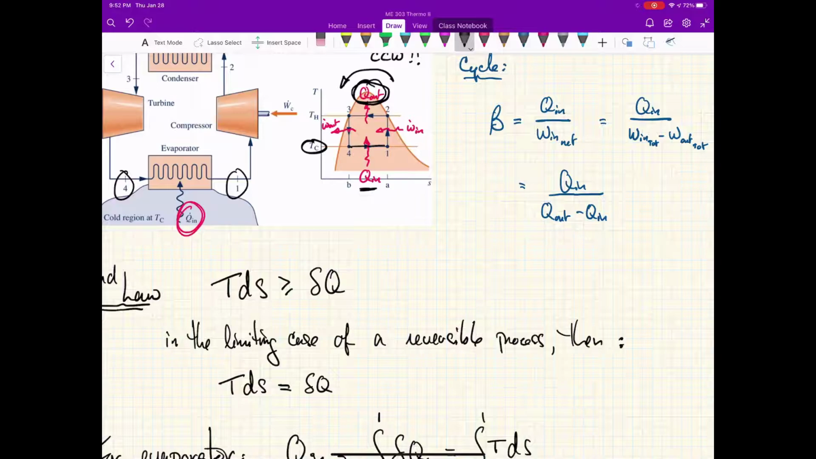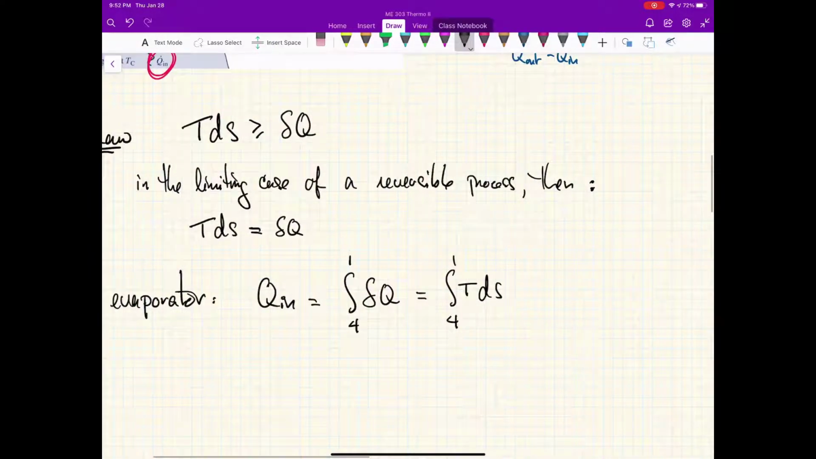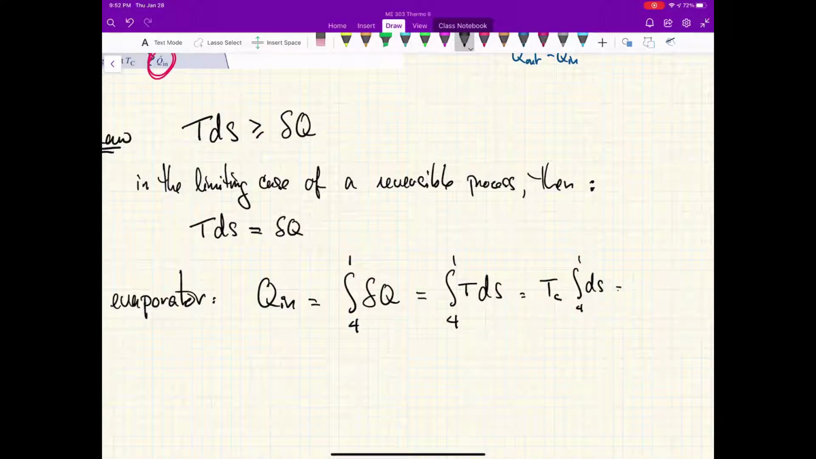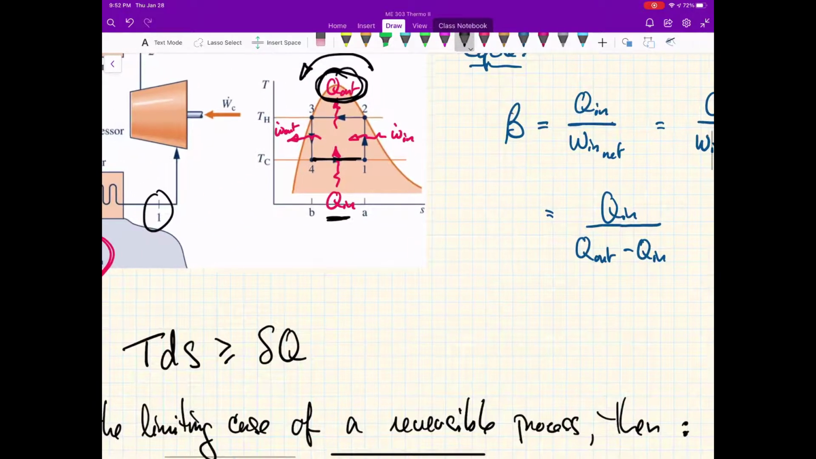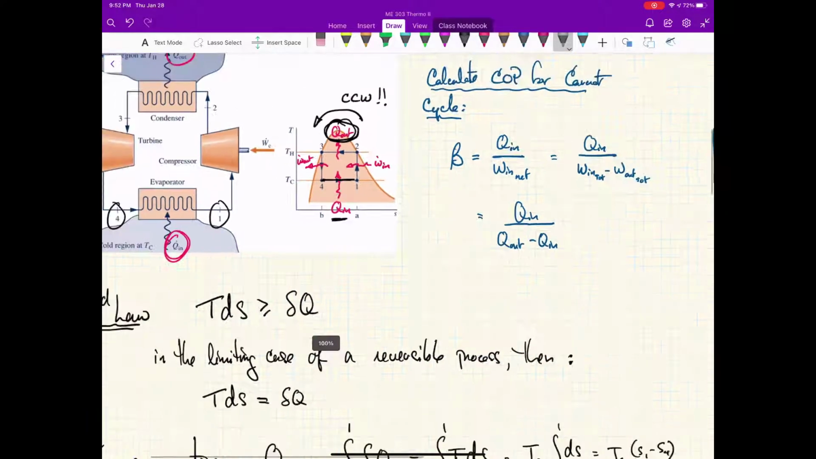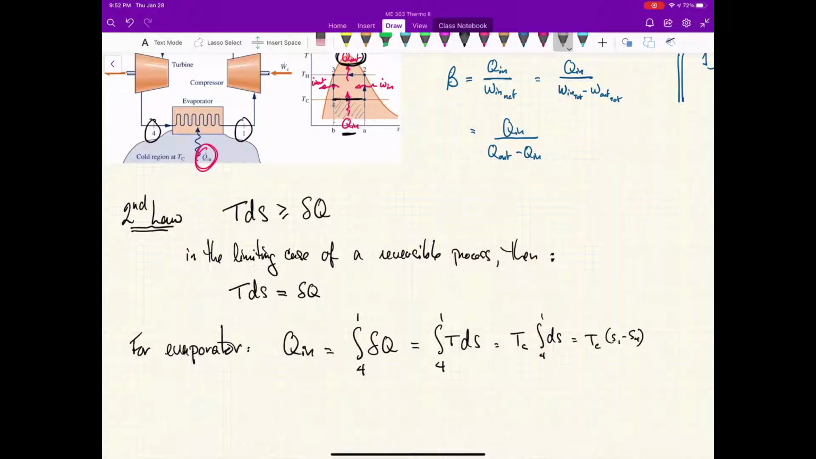And since for that part of the process the temperature is constant at T sub C, then what that means is that I can take it out of the integral. So I've got T sub C times the integral from 4 to 1 of dS, which of course is just S1 minus S4. It's a dead easy integral, right? So really what we're saying is that the heat in going into the refrigerant is this area right there underneath the curve. But you already knew that, right?